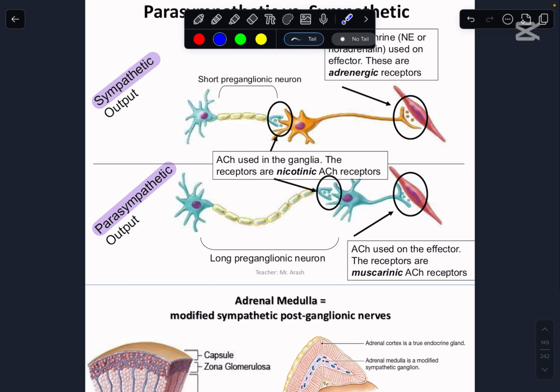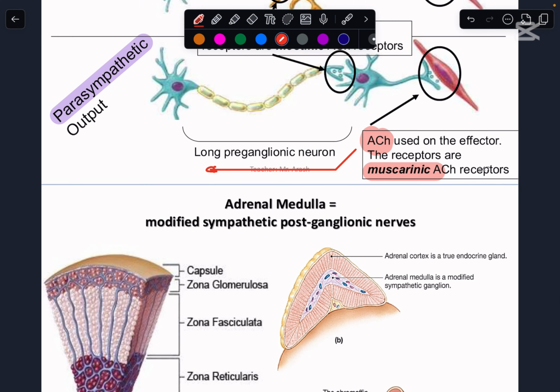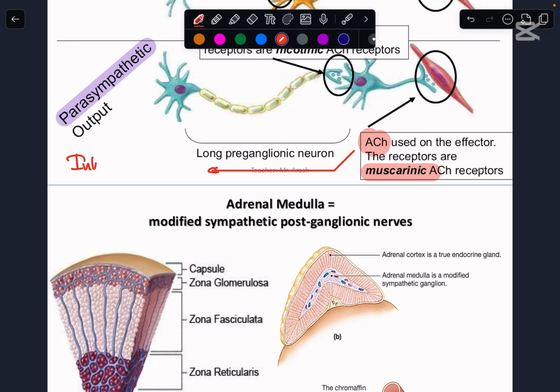If you have a muscle in the case of the parasympathetic nervous system, here the acetylcholine happens to be inhibitory. So here the acetylcholine happens to be inhibitory. This would be inhibitory acetylcholine.